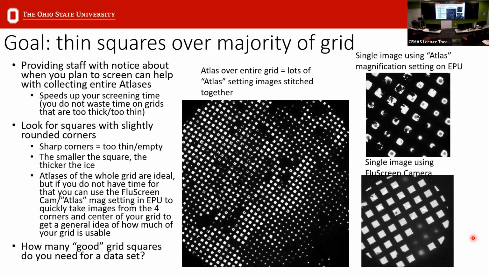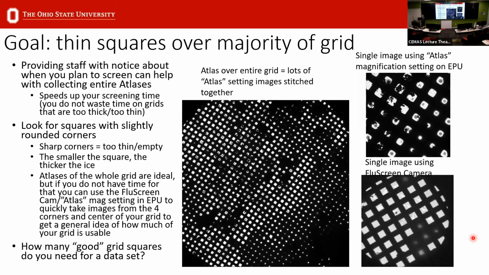And if we have enough notice and if the Glacios schedule permits, we can collect atlases of your entire grid, so that when you're sitting at the Glacios, you can quickly look through all of the atlases and not waste any of your screening time on grids that you know for sure are not going to be usable. Of course, this isn't always feasible. I know grad students are very, very busy.